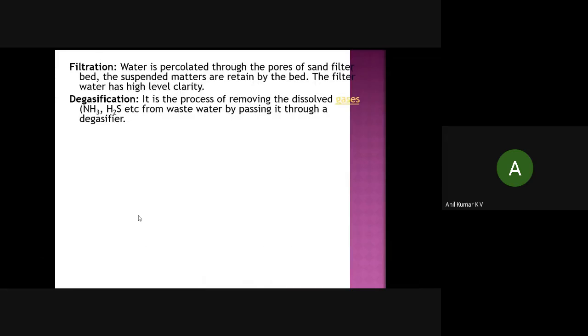Filtration method, another method. Water is percolated through the pores of a sand filter bed. The suspended matter is retained by the bed. The filtered water has a high level of clarity at the end. Degasification method is another chemical process. It is a process of removing dissolved gases like NH3 ammonia, H2S hydrogen sulfide, etc., from wastewater by passing it through a degasifier.